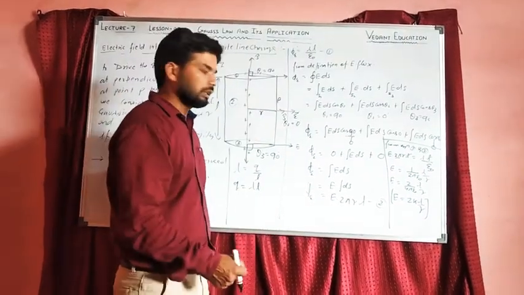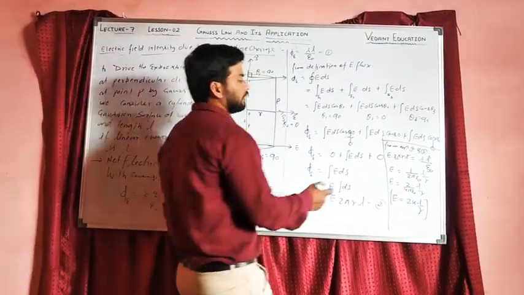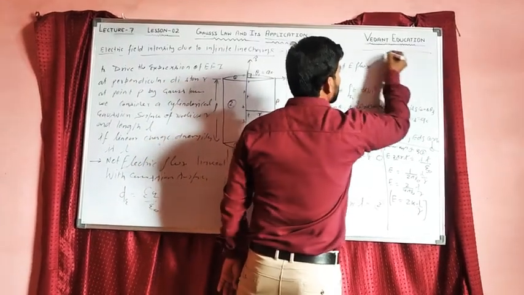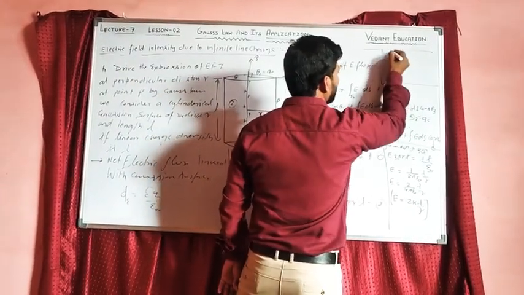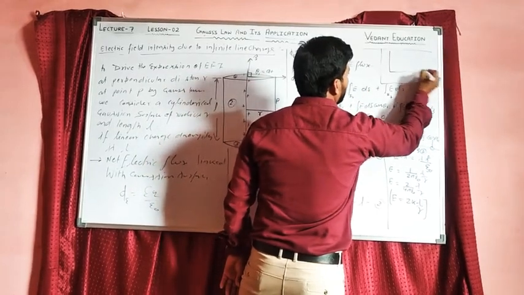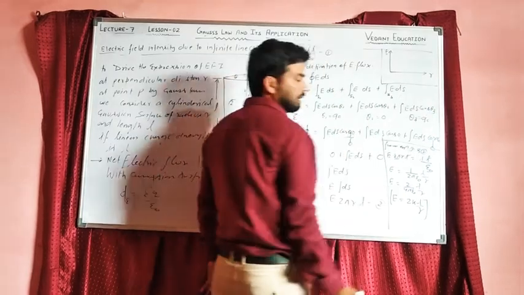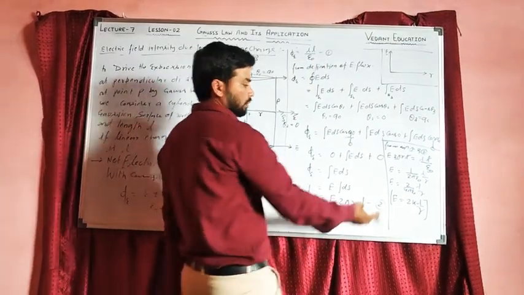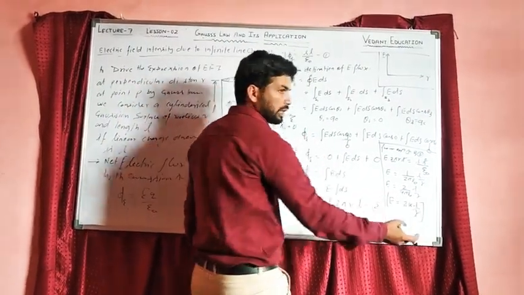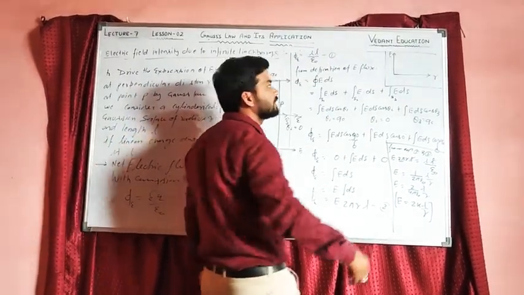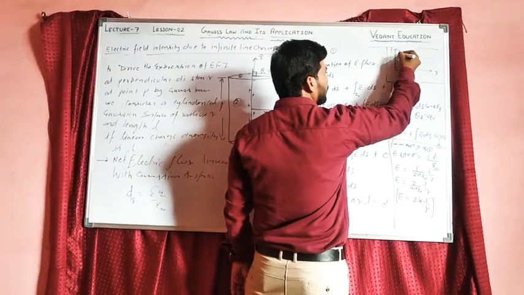If you plot the graph between electric field and R, see here, this is E and in this direction this is the distance R. So it is inversely proportional. As R increases, the electric field decreases. So the graph will be this one.